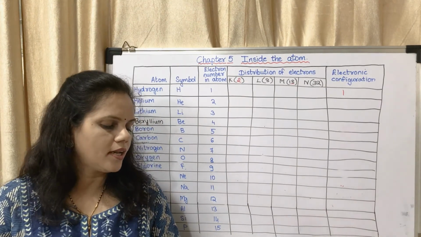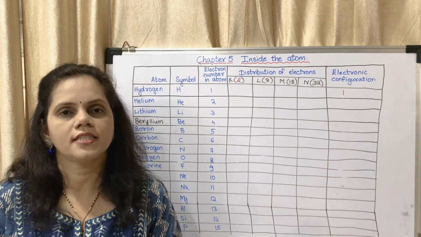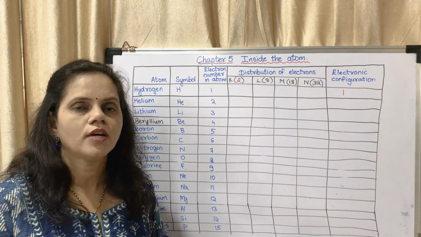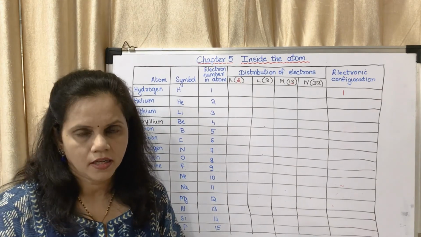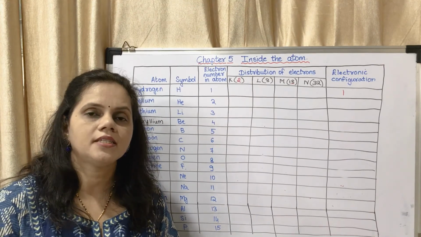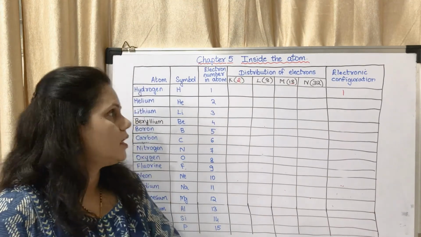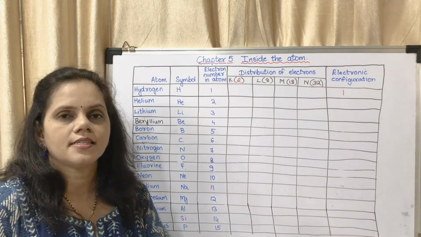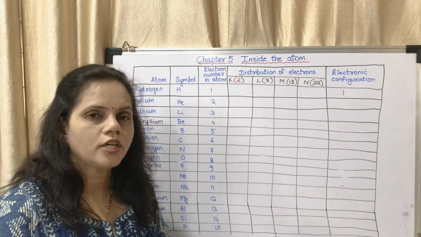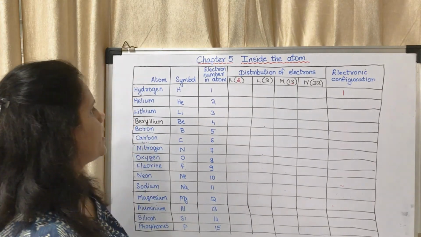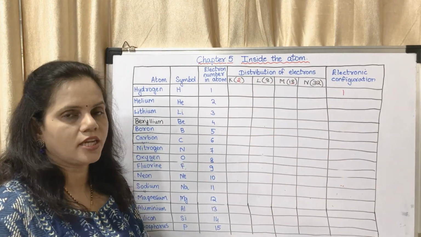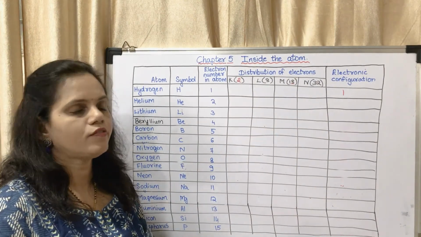So now we will see the homework. What is the homework? The homework is to write the electronic configuration of some elements which I will be giving. I am giving you the elements in order, that means in the order of atomic number. Now here whatever I have given is the electron number. It is same as the atomic number. What you have to do, you have to write the distribution of electrons and the electronic configuration, just like here I have written for hydrogen.